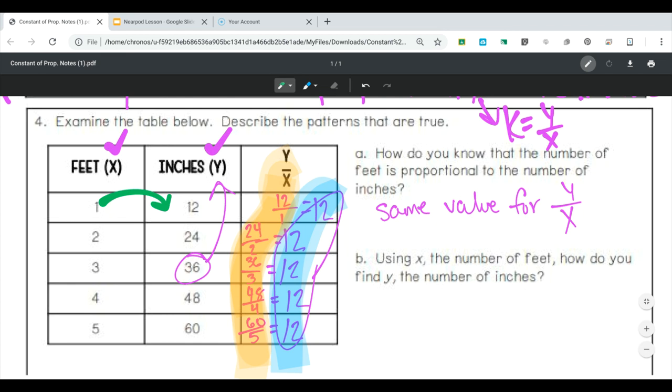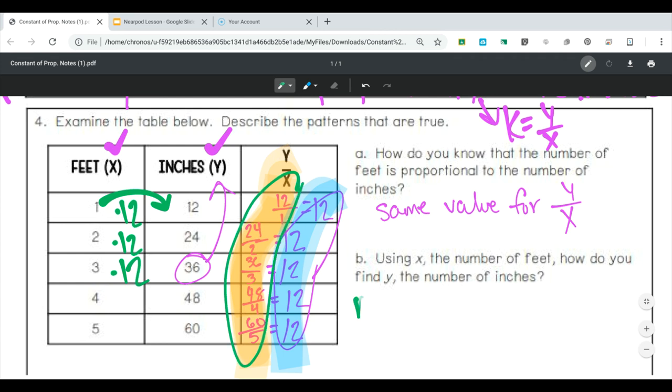Well, I can either add 11. Okay, so let's say we're adding 11. Well, 11 plus 1 is 12, but is 2 plus 11 24? Not so much. Okay, but the other way I can do it is 1 times 12, I get 12. 2 times 12, I get 24. 3 times 12, I get 36, which is the opposite of the division that we did here.